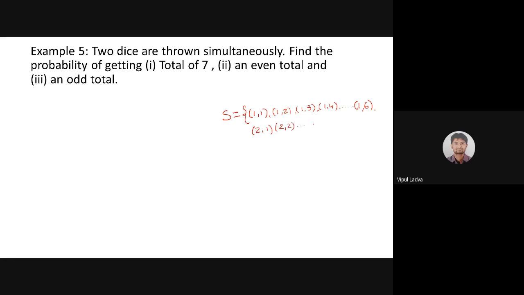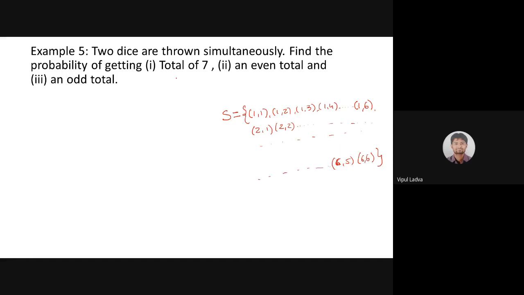Good. Then 2 1, 2 2, 2 3, up to 6, and likewise the row related to 6, and the last element will be 6 6, and before that we will have 6 comma 5. So this should be the sample space for rolling two dice together, and that sample space will contain 36 ordered pairs in this manner.